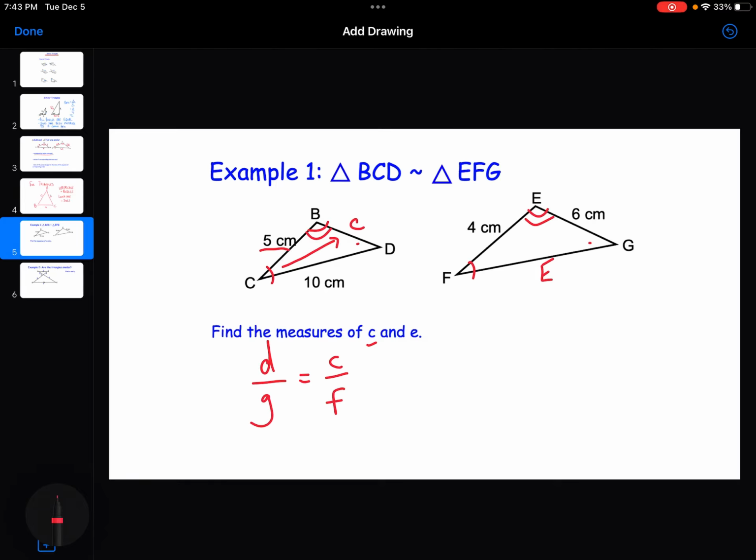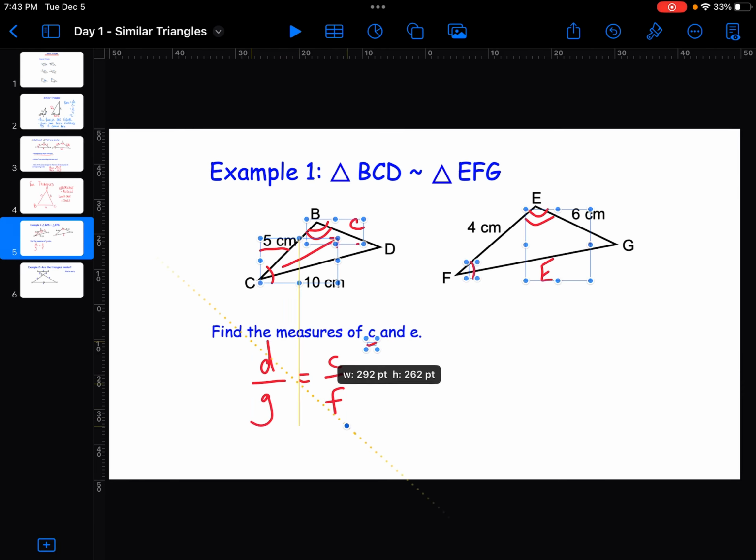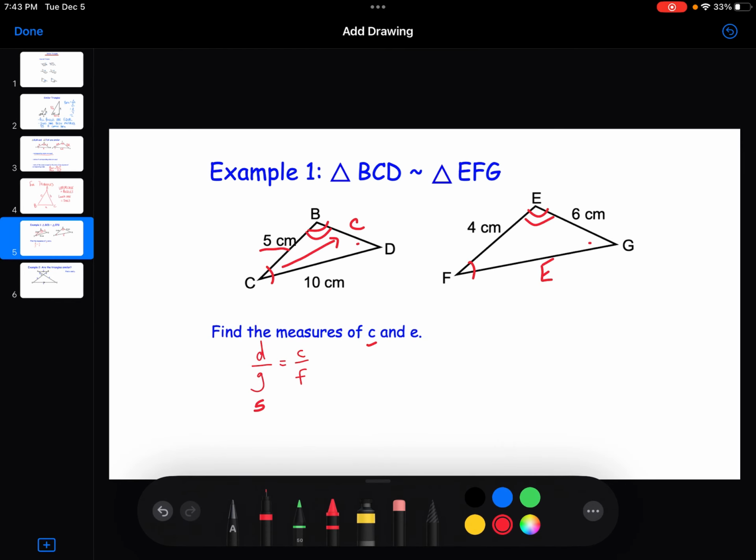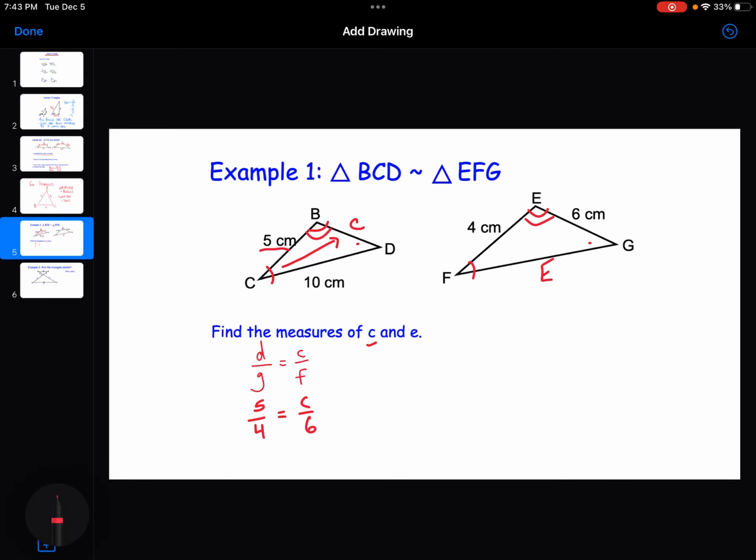Okay, so if we were to sub those in rather than writing the letters, I wrote these a little bit big, so maybe I'll try to shrink those down. What this is going to be is 5 over 4 equals C over 6. So then all we're going to get is 30 over 4 equals C. So then C equals 7.5.